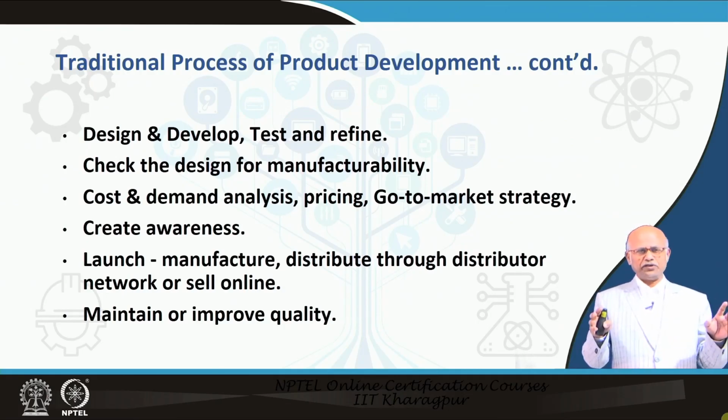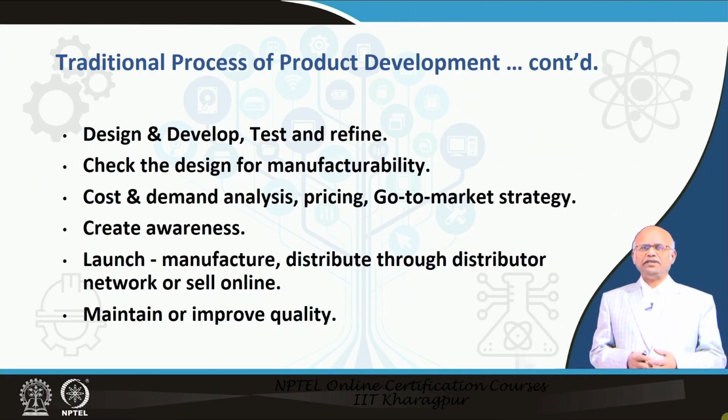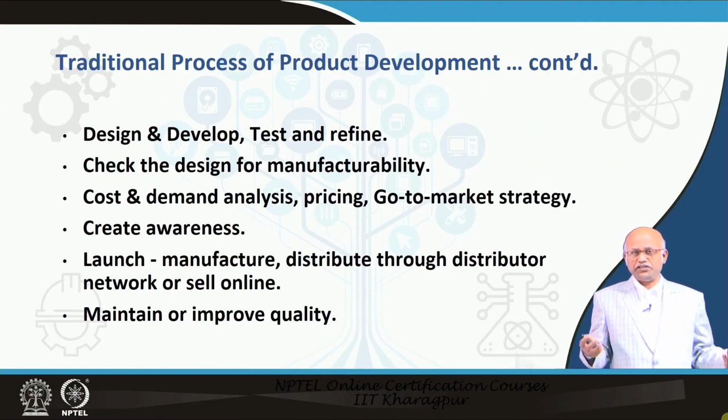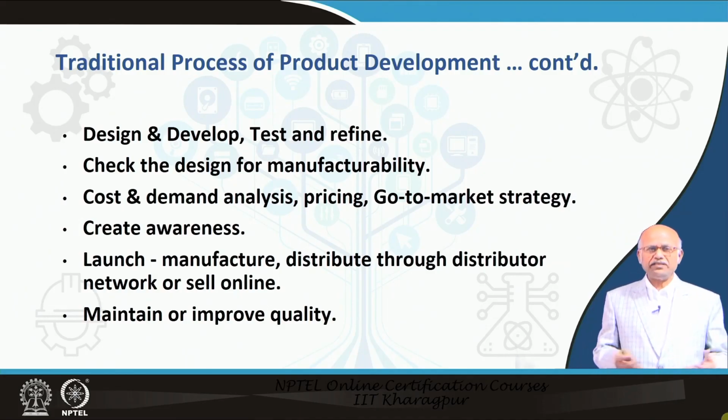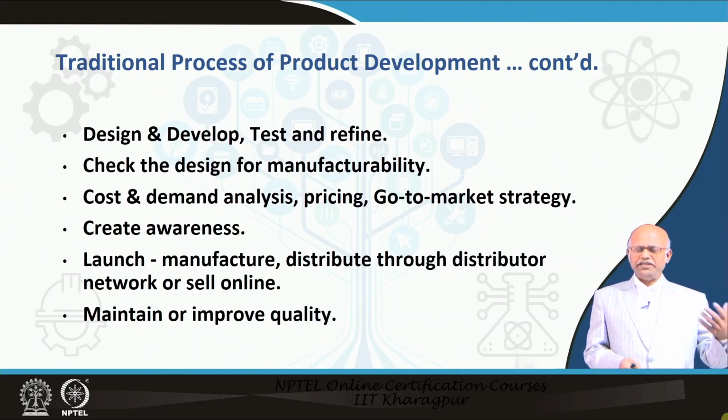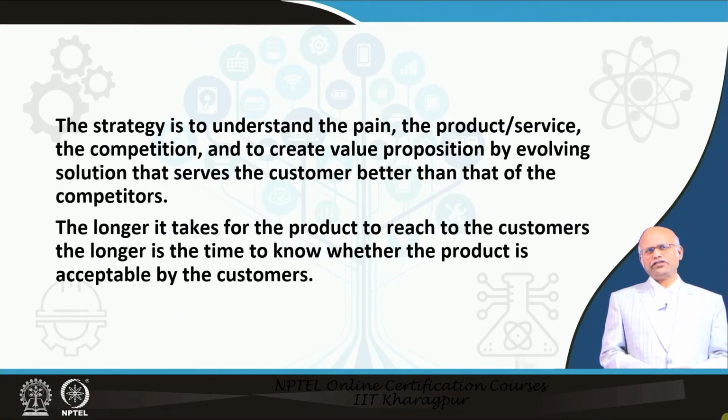This is a traditional process, not a lean process, and you create awareness. So, you advertise or use whatever means you would like to launch, manufacture, distribute through a distribution network, sell online, and maintain or improve quality. That is how a traditional mentality works. This is contrary to lean strategies, which is the point of discussion today.